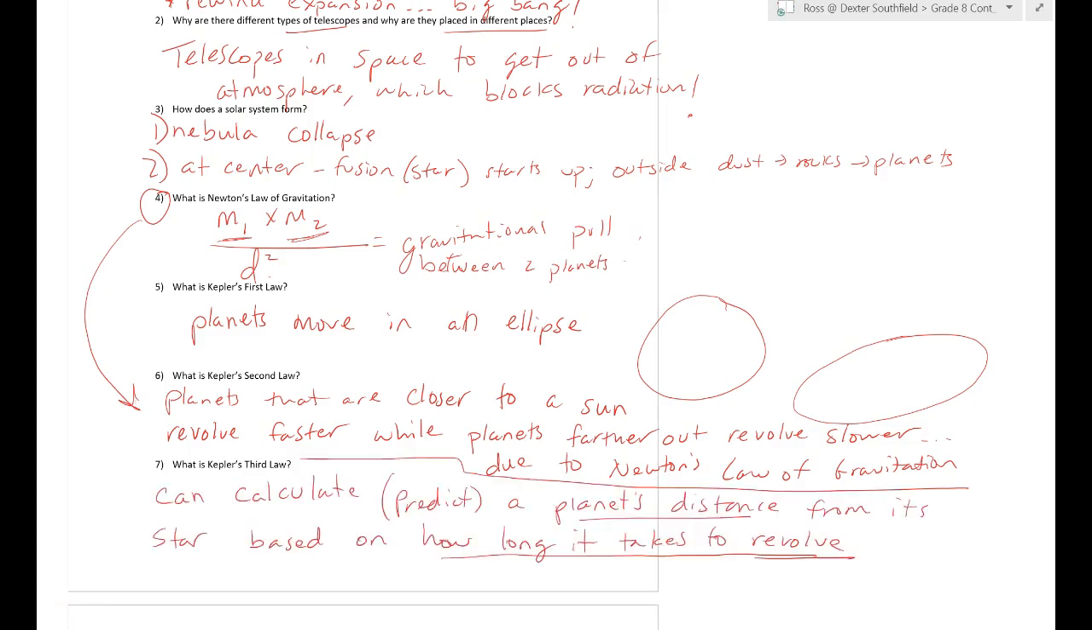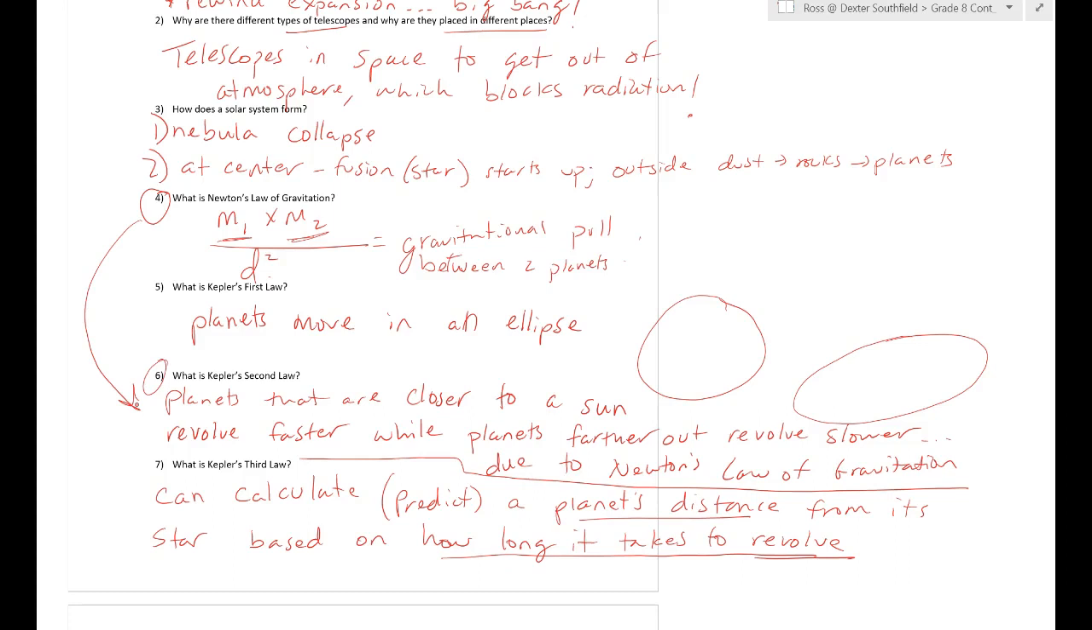For Kepler's third law, what I've written is that he figured out that you can predict a planet's distance from its star based on how long it takes for that planet to revolve around its star. Essentially we're applying Kepler's second law and drawing some inferences from that. If we know that planets closer to a star move faster and planets further away move slower, we can watch a planet revolve around a star and say, okay, this one revolves in 800 days, this other one revolves in 200 days. We can calculate that the one that revolves in 200 days is a lot closer to the star than the one that revolves in 800 days. And we can predict almost exactly how far away that 200-day revolution planet is compared to the 800-day one, using Kepler's math. We don't need to worry about the math. We don't need to do any of those calculations.